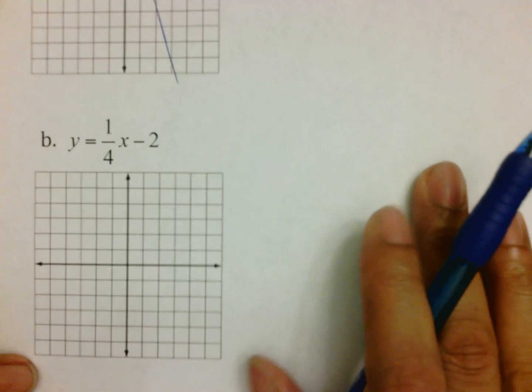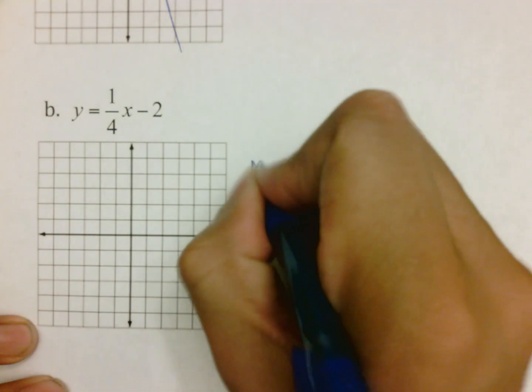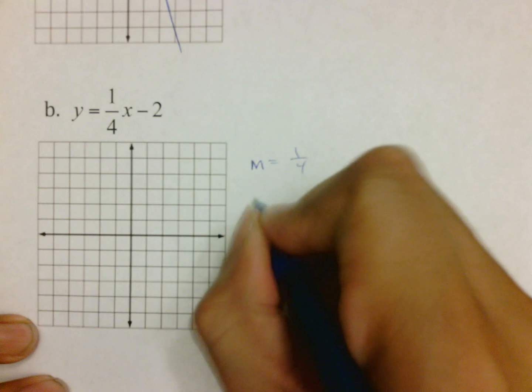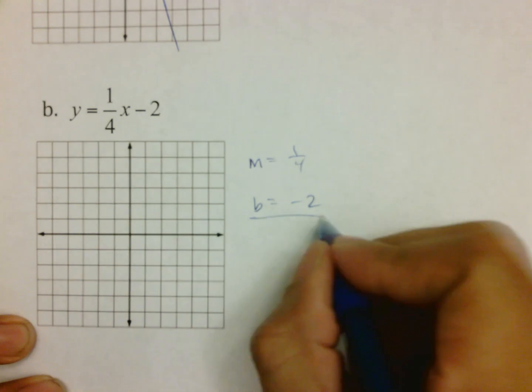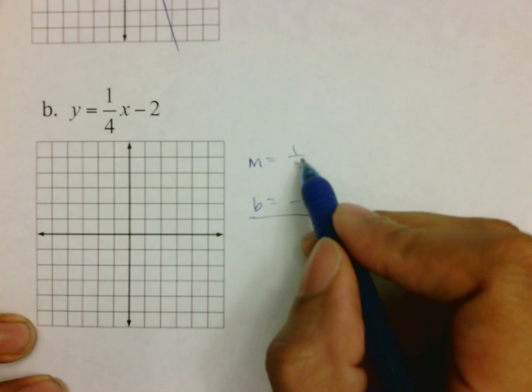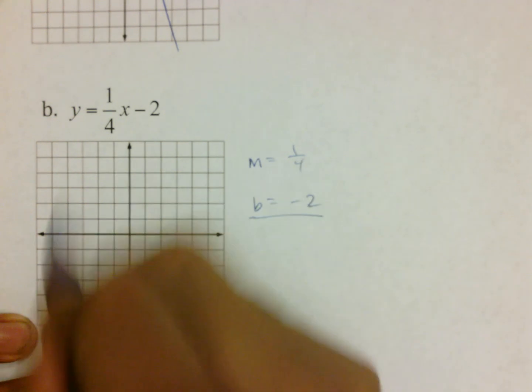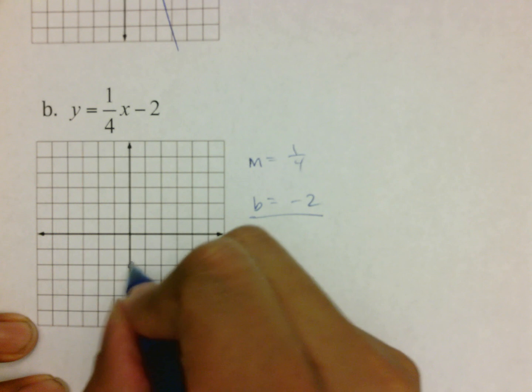y equals 1/4 x minus 2. Again, in this situation, m is 1/4, b is negative 2. Looking at this number first, because b is our number, we're looking for the y-intercept. You can't go up 1/4 if there's no point to go from. So negative 2 means go down 2 and put your dot.